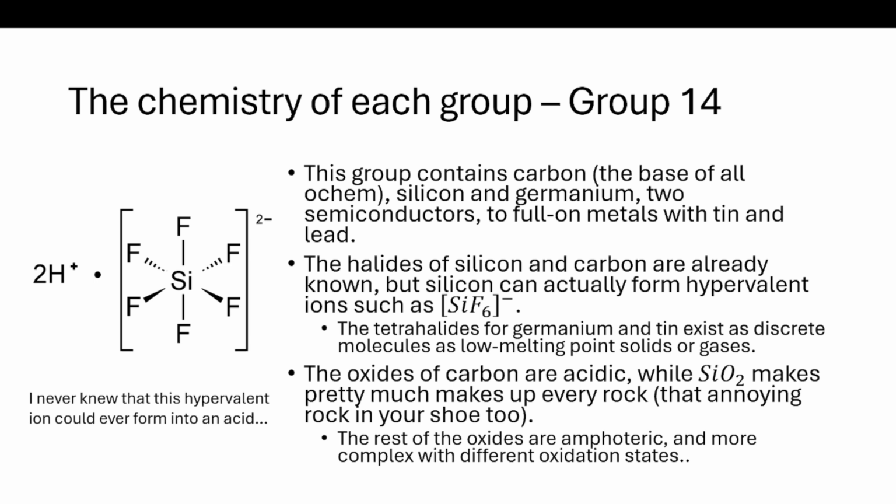Now, if we have something such as silicon dioxide, that's not going to be as acidic, and here's a fun fact, it makes up pretty much every rock. Now, the rest of the oxides are amphoteric, and in addition, they get more complex with even crazier oxidation states as we go down group 14.